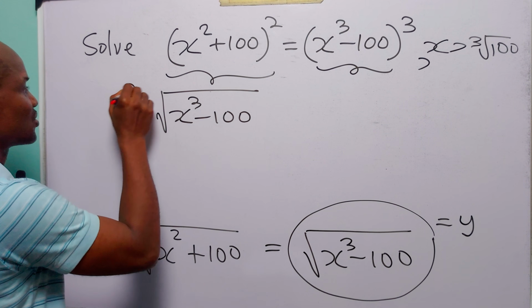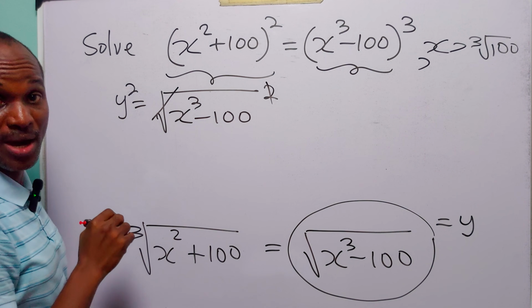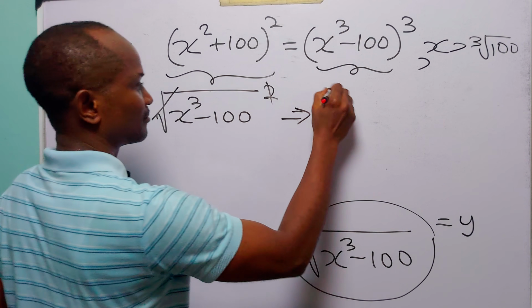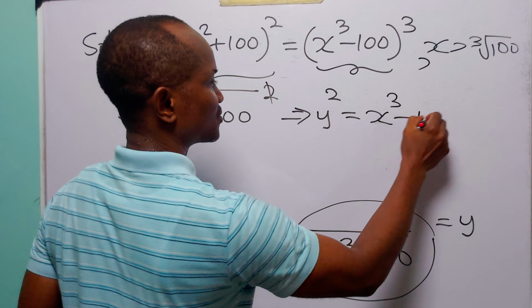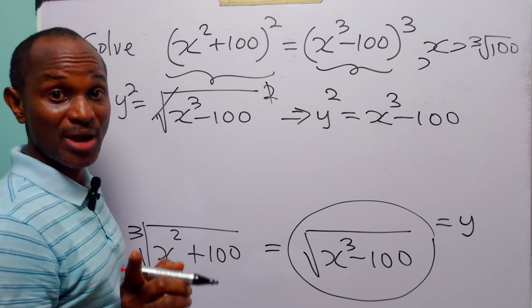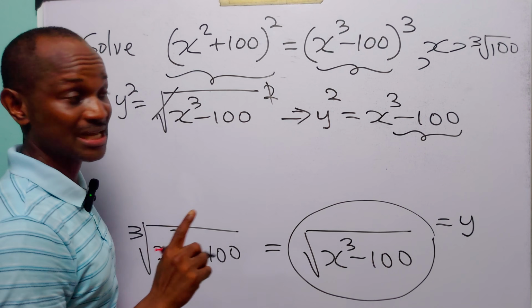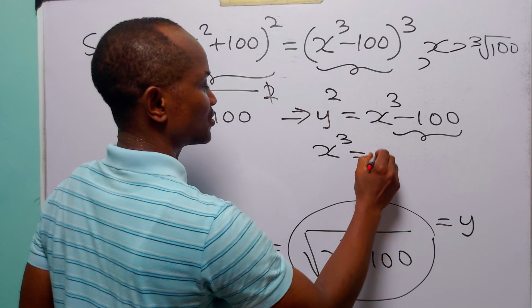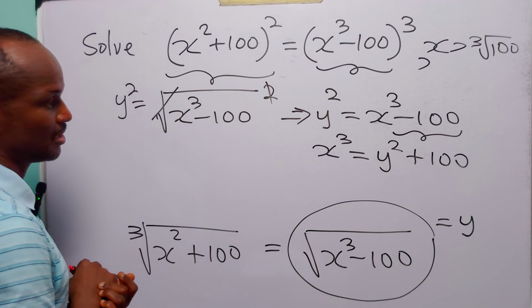Now you know that when you square both sides of this equation, you get rid of this square root. And we have that y squared is equal to x cubed minus 100. Rearranging this equation and taking this quantity over to the left hand side, we have that x cubed is equal to y squared plus 100.